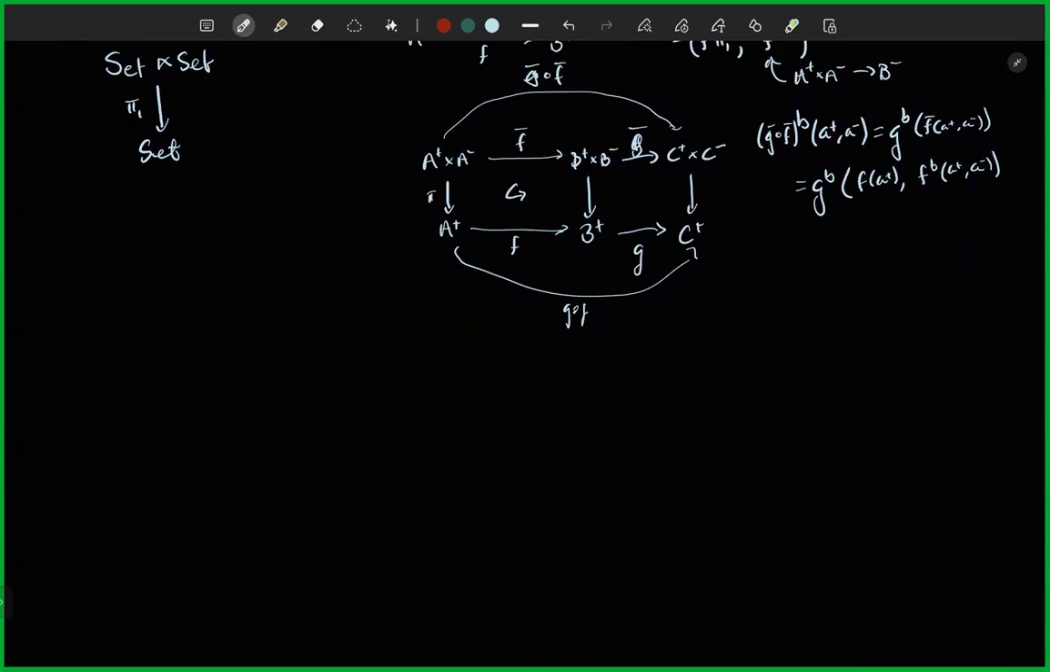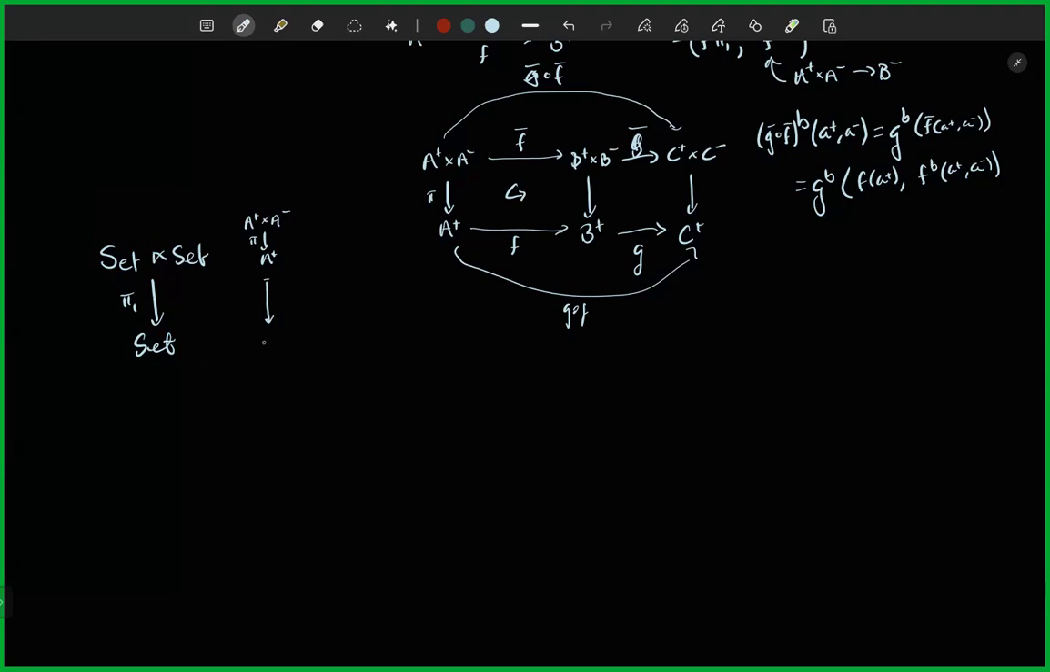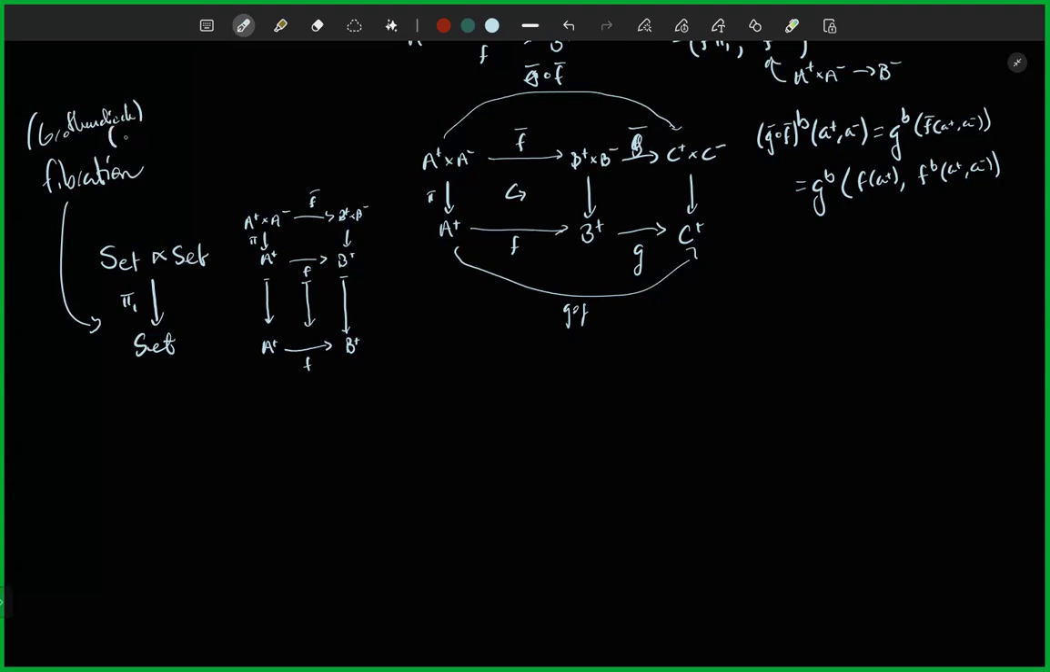So now what I want to say is that we have this functor to Set, and what it does is it takes A plus times A minus, projecting onto A plus, and it gives us A plus, and it takes a square and it gives us just F. So this functor is what's known as a fibration, sometimes a Grothendieck fibration, or also a Cartesian fibration, which is, I think, what I'll call it.